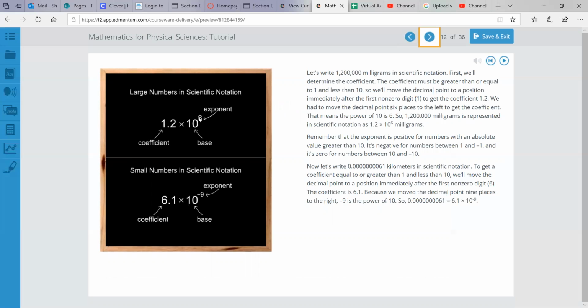And if it's a large number, this exponent is positive. But if it's a really small number, as in it's 0.0000, that exponent turns negative because that means you're moving this decimal place to the left and not the right, like it would go up here. All right? Positive numbers move the decimal place to the right. Negative numbers move the decimal place to the left. Okay? Pay attention to this exponent.